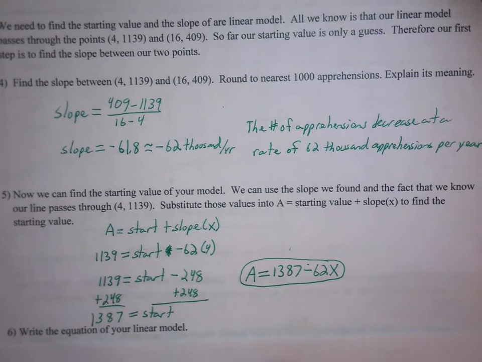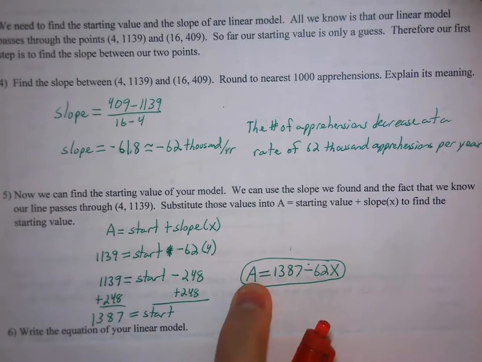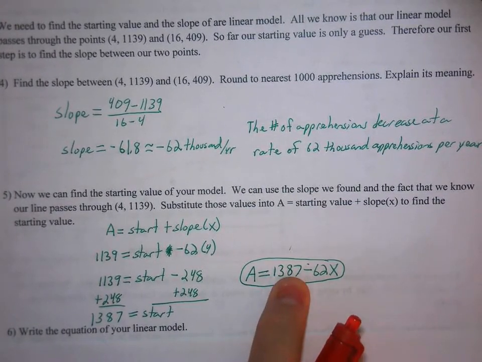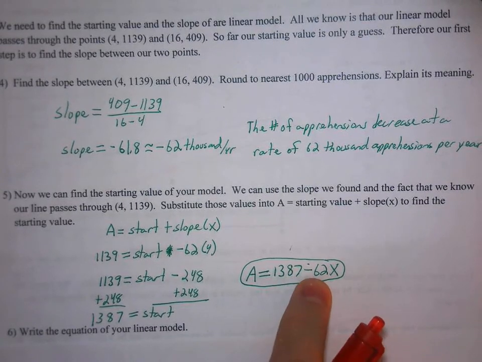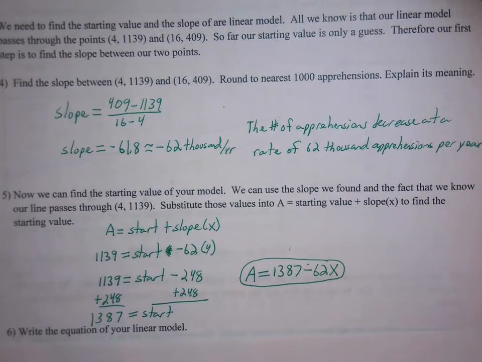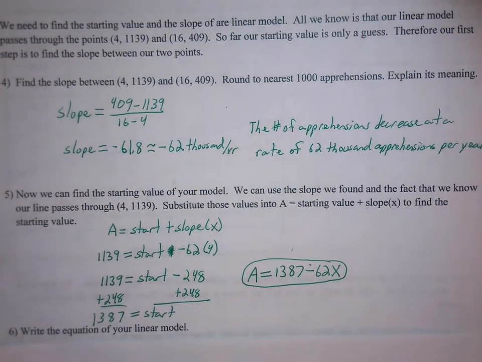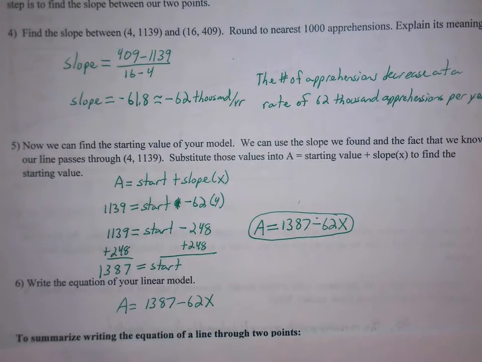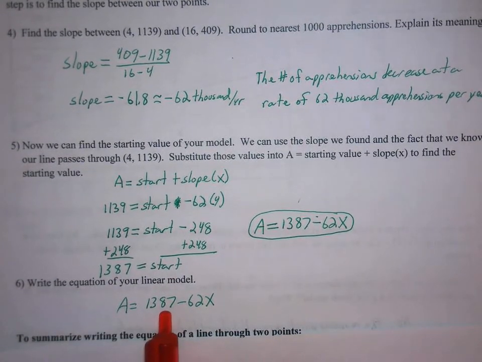So our equation: the number of apprehensions started at 1387 thousand and decreased by 62 thousand every year. Okay, so there's our equation. And again, what you want to notice here is that the starting value is 1387. That is what we would predict based on all of the other data points.